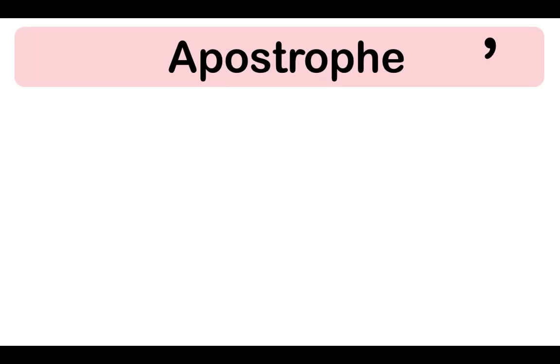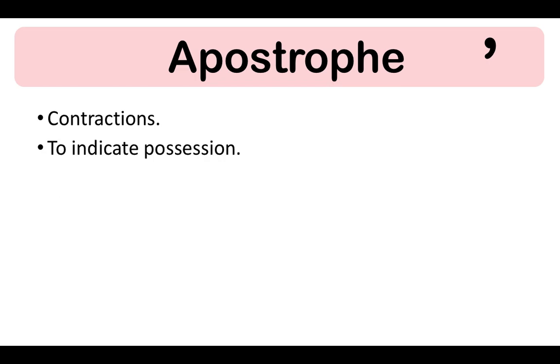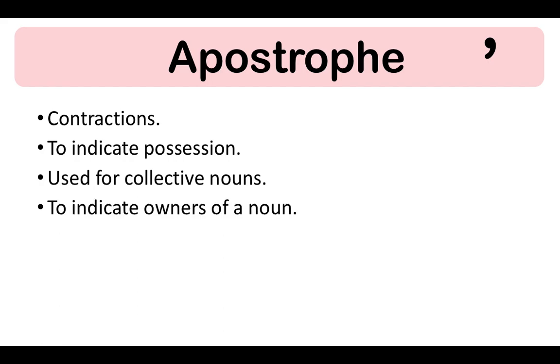Apostrophe. Apostrophes are used with contractions, to indicate possession, for collective nouns, and to indicate owners of a noun.